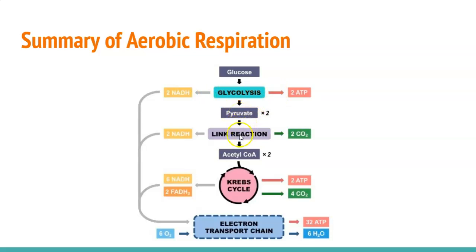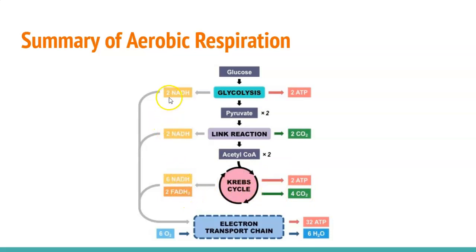You use pyruvate to go into the link reaction. The outcome of this is 2 CO2s, 2 acetyl-CoAs, and 2 more NADHs. Acetyl-CoA goes into the Krebs cycle, and we go through the Krebs cycle twice. The outcome of this is 2 ATP, 4 CO2, 6 NADHs, and 2 FADH2s.